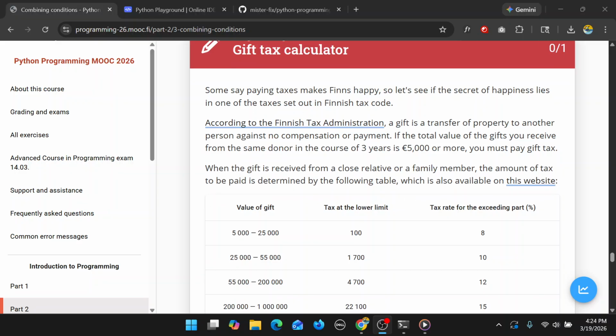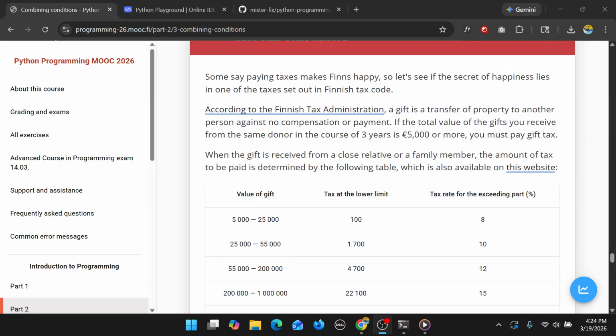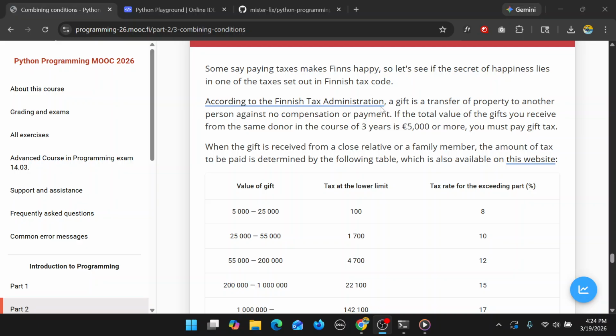So it says some say paying taxes makes Finns happy. So let's see if the secret of happiness lies in one of the taxes set out in the Finnish tax code. According to the Finnish tax administration, a gift is a transfer of property to another person against no compensation or payment. If the total value of the gifts you receive from the same donor in the course of 3 years is $5,000 or more, you must pay gift tax. When the gift is received from a close relative or a family member, the amount of tax to be paid is determined by the following table, which is also available on this website.